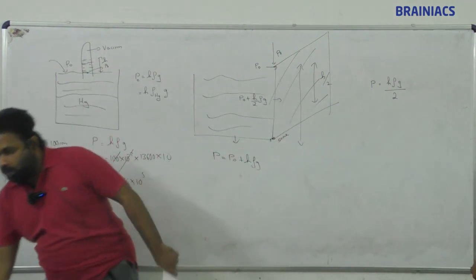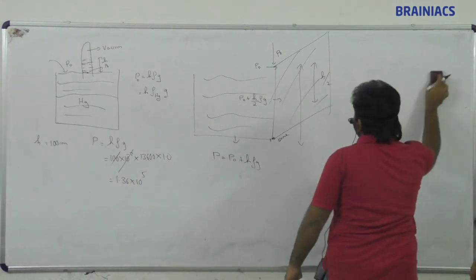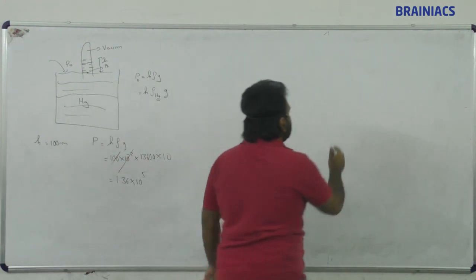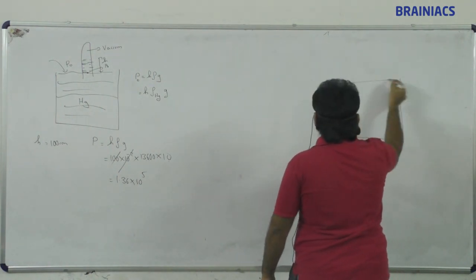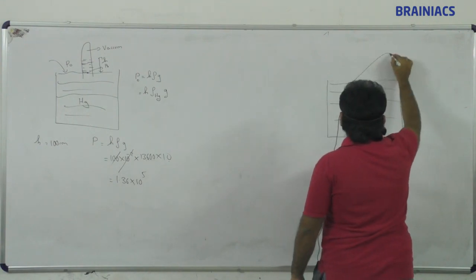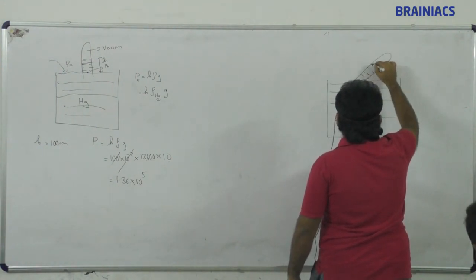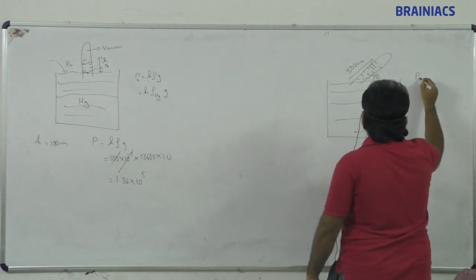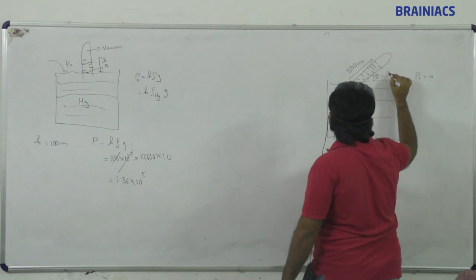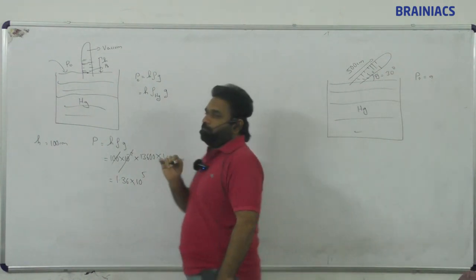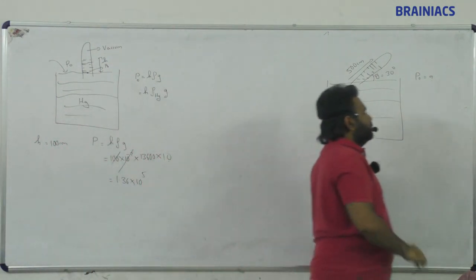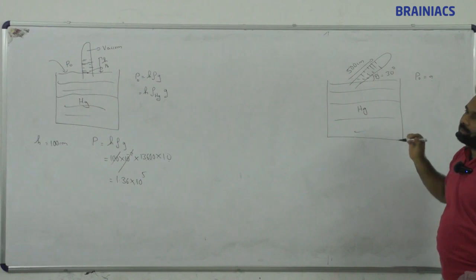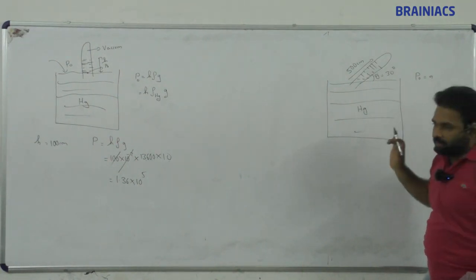Clear? So shall we do one problem? What is the pressure? Barometer setup. The tube is inclined at an angle of 30 degrees. This is mercury. Now what will be the atmospheric pressure?